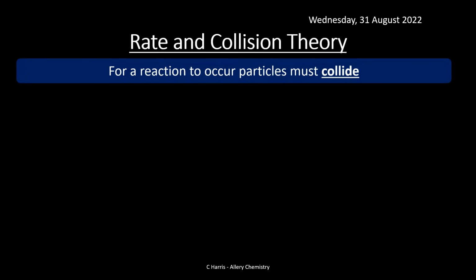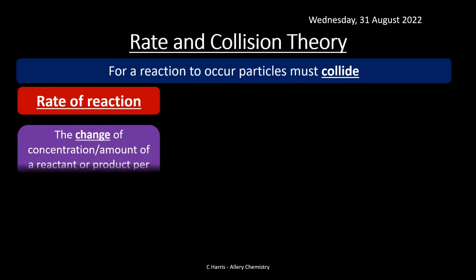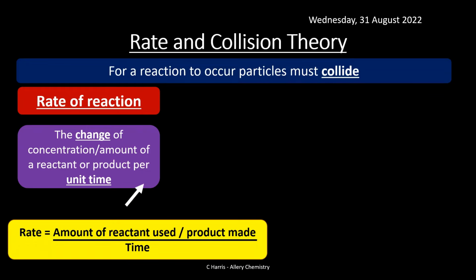This is a little bit of an acknowledgement from year 1, and you should understand this from year 1 anyway, but it's good to overlap slightly. For a reaction to occur, particles must collide. Rate of reaction is effectively the change of concentration or the amount of a reactant or product per unit time. That unit time could be minutes, could be seconds, anything like that, so you've really got to look out for that, because it could change. So the equation is rate equals the amount of reactant used or product made, it could be either, divided by time.